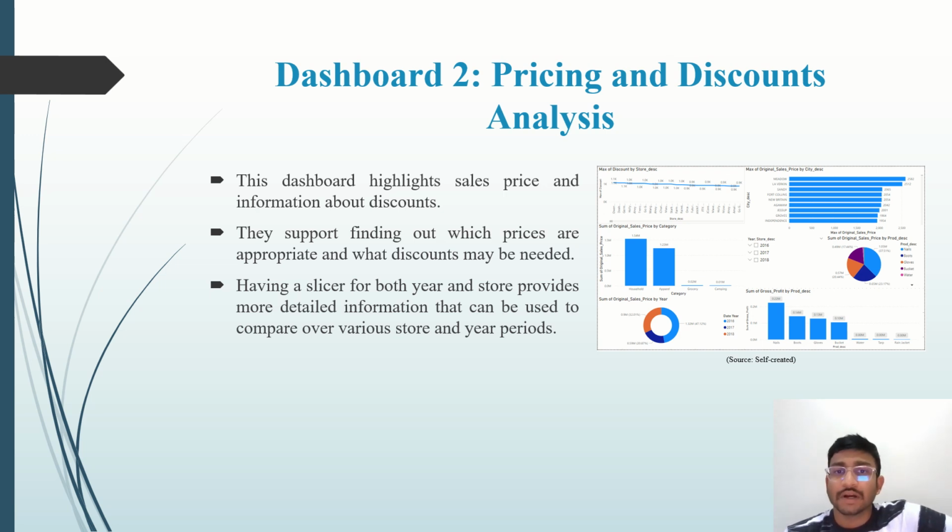In this slide I will talk about the pricing and discount analysis. This dashboard highlights the sales price and information about the discounts. On the right hand side of the slide you can see one picture which contains different kinds of charts. They support finding out which prices are appropriate and where a discount may be needed. Having a slicer for both years and stores provides more detailed information that can be used to compare various stores and year prices. You can see nails was the highest in the price and discount analysis.